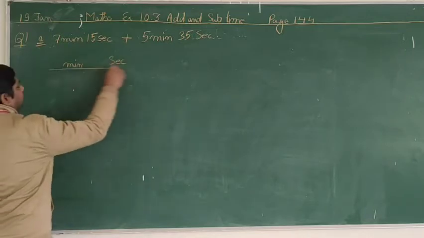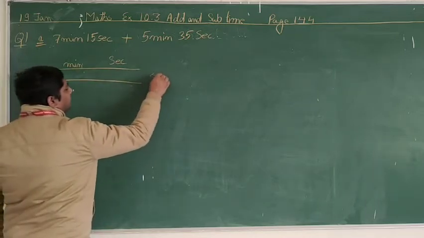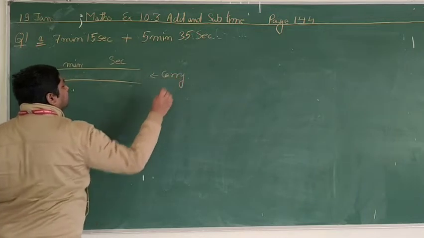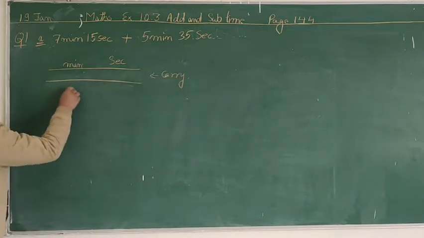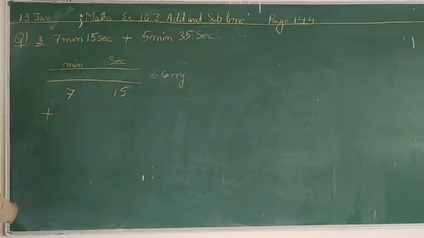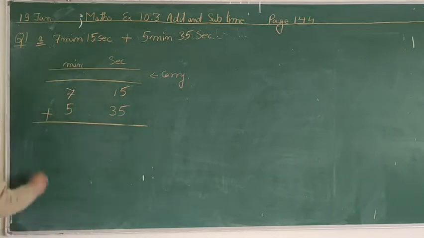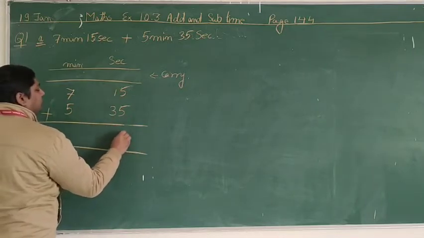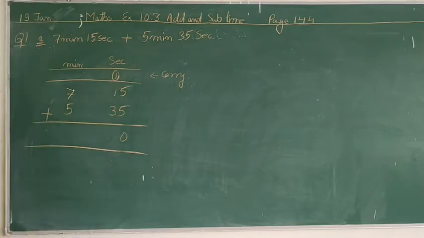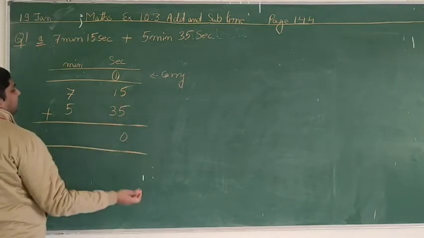Now we will leave one line for carry, because it's addition. Now we will write minutes under minutes and seconds under seconds. Again, minutes in the minute box and seconds in the second box. Now we will add them. We will add the seconds first, from the right hand side.